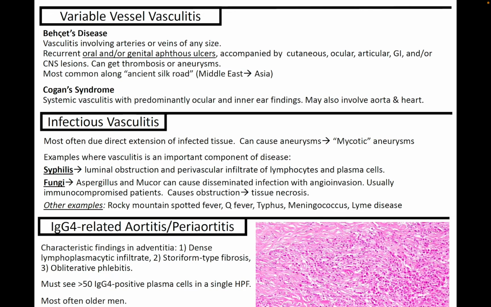So for the variable vessel vasculitis category, like as mentioned before, you can have Behçet's disease or Cogan syndrome. Cogan syndrome is a systemic vasculitis with predominantly ocular and inner ear findings that may also involve the aorta and the heart, while Behçet's disease is a vasculitis involving arteries or veins of any size with recurrent oral and/or genital aphthous ulcers, accompanied by cutaneous, ocular, articular, GI, and/or CNS lesions, and you can get thrombosis or aneurysms. It's most common along the ancient Silk Road, so the Middle East to Asia.